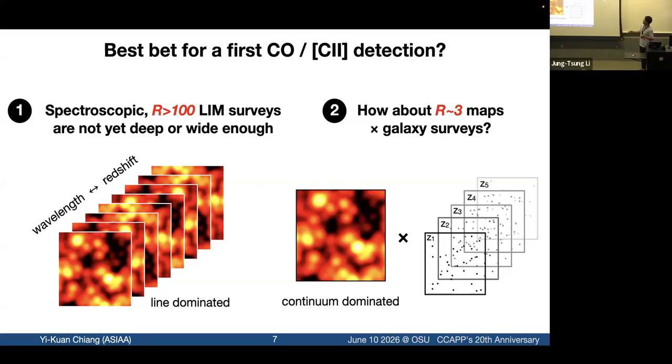The classic line intensity mapping is to build a spectroscopic mapping machine to map out different frequencies, and the higher spectral resolution you get, the more the lines are going to dominate the fluctuations of these channel maps. But those kinds of data sets are not deep and wide enough. We have a lot of pilot surveys. So what I have been thinking is to use broadband data.